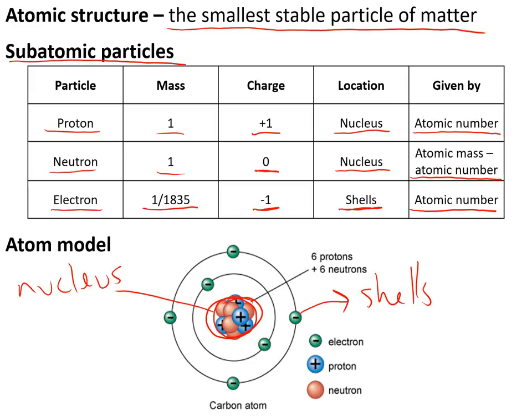Okay. Now this diagram is not drawn to scale. To scale, the nucleus is 1/10,000th the diameter of the electron shells. So to put that into perspective, if you picture the London Eye, the ring of the London Eye is the shells, and the nucleus would be the size of a pea at the centre of that.